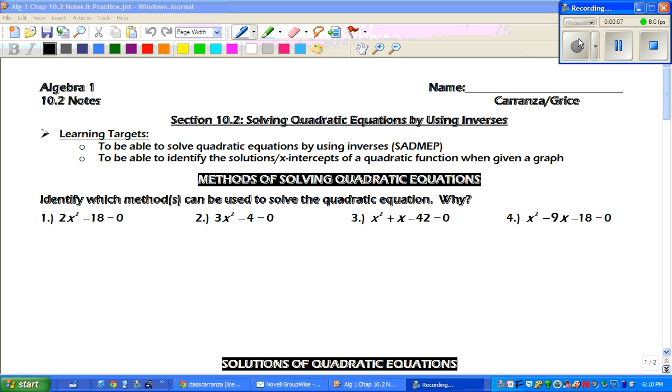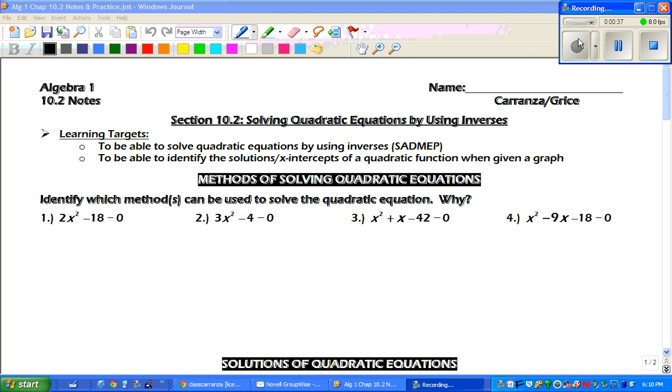Today we're talking about solving quadratic equations by using inverses. Our learning target today is to be able to solve quadratic equations by using the inverse or SADMAP, and to be able to identify the solutions or x-intercepts of a quadratic function when given a graph. So, methods of solving quadratic equations. Identify which methods can be used to solve the quadratic equation and why.